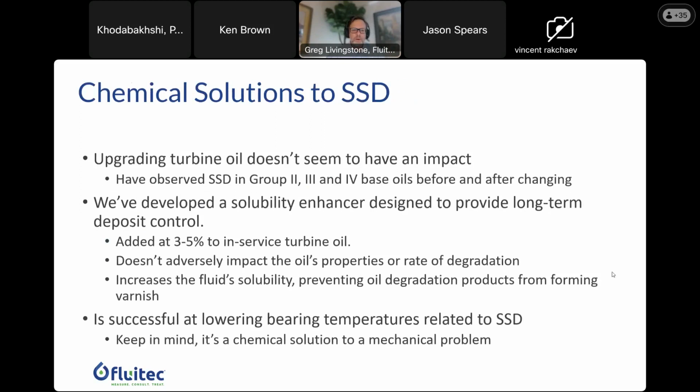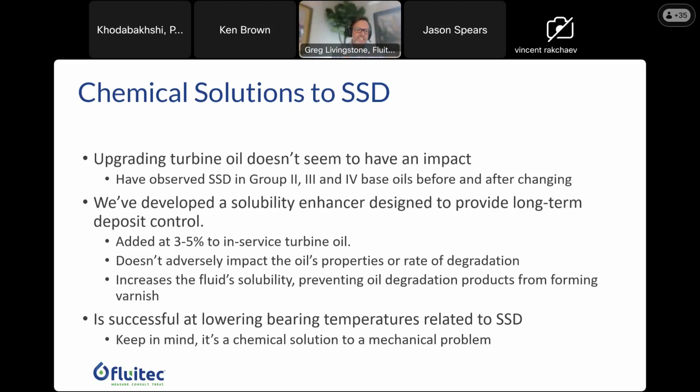So there is one chemical solution that we've come up with for shear stress deposits, and again, upgrading your turbine oil doesn't necessarily impact, or we haven't actually seen that impacting shear stress deposits. So moving to a different type of turbine oil may not be a solution, but we have developed a solubility enhancer. It was designed essentially for long-term deposit control in turbine oils. So you typically add this at 3 to 5% in turbine oil, and it doesn't adversely impact the oil's properties or the rate of degradation, and it provides a long-term protection for the oil to not form varnish and deposits.